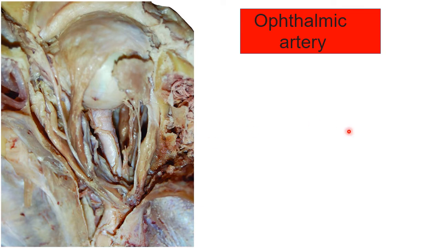Okay, so let us see that. Here you can see this bigger, thick structure is the optic nerve, and this ophthalmic artery is passing through the intermediate compartment of the superior orbital fissure and enters into the orbital cavity. So try to remember that. Just lateral to the optic nerve is the ophthalmic artery. Okay, that is how to identify the ophthalmic artery.